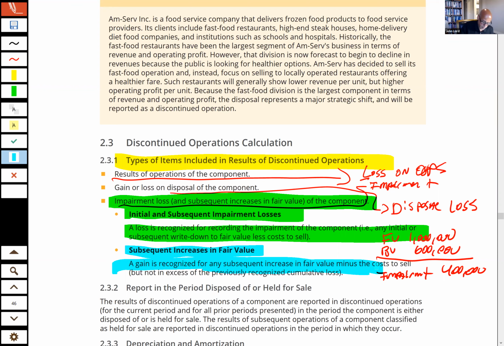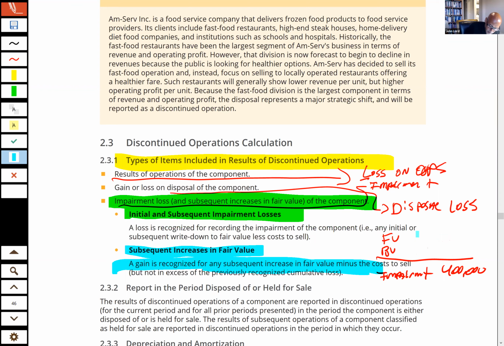You know what, guys, I reversed my bad. I'm still thinking about that appropriation entry. 600,000 is the fair value, and the book value is what?